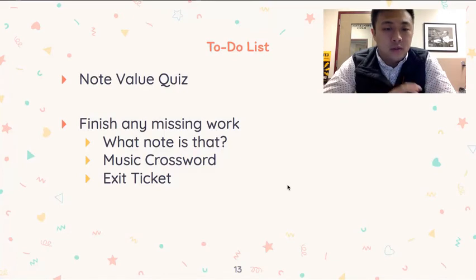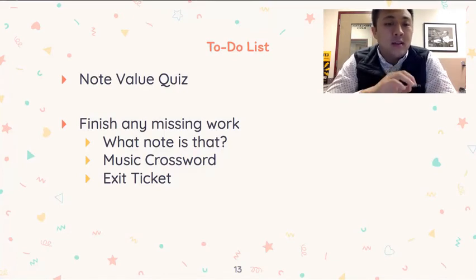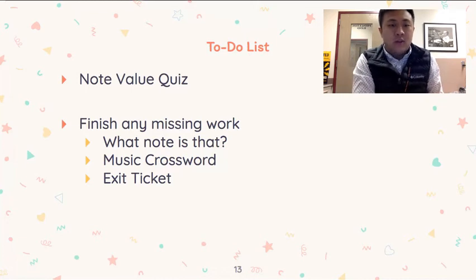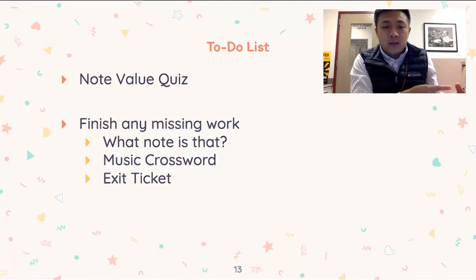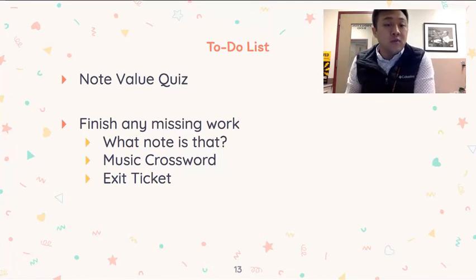So here's your to-do list. Should be really simple. We want to take that note value quiz. Remember we took that note value pretest. It's basically the same thing, but now we really want to actually know the answers. Last time it was just to show what you knew before coming in. Now it's to show what you've learned this week. So hoping to get really good scores on that. It should be asking the same types of questions, and if you watch this video, you should have enough knowledge to do really well on that quiz.